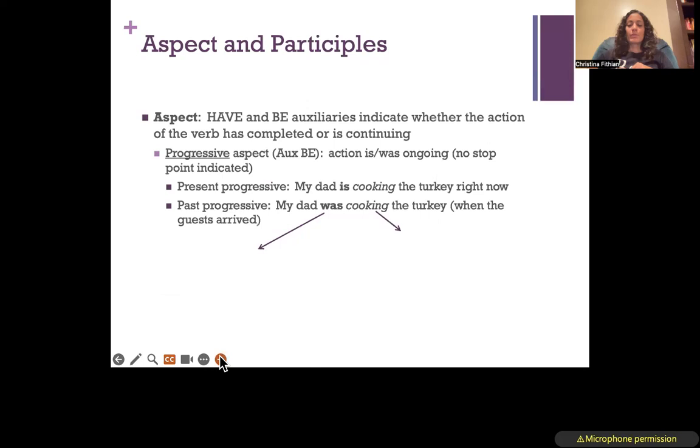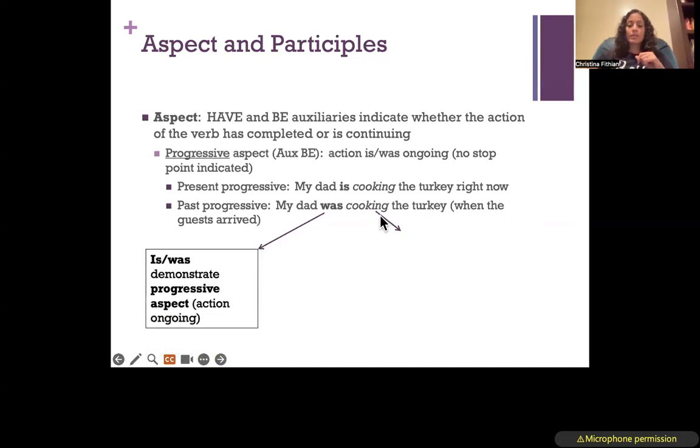Now, we get progressive aspect when we have auxiliary be. And this means that we're focusing on the ongoing nature of the verb. There's no stop point indicated. So my dad is cooking the turkey right now. My dad was cooking the turkey. These are examples of auxiliary be plus this verb in ing form.